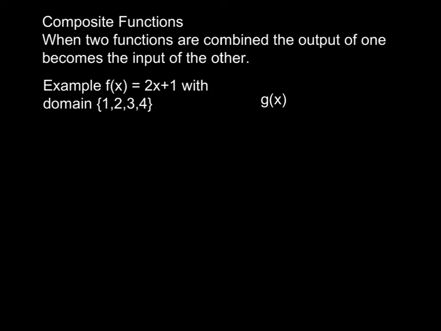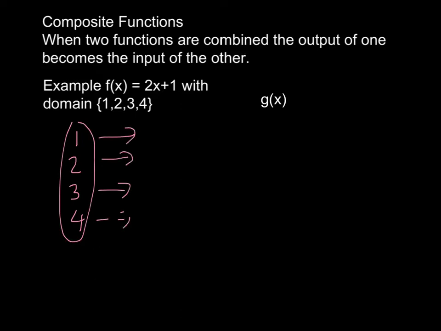In this video we're going to look at a way of combining functions to form composite functions. So we're going to start off with a simple example. We've got a function f of x with the domain 1, 2, 3 and 4. The rule for f of x is 2 times x plus 1. Nice easy one. So 2 times 1 plus 1 is 3, 2 times 2 plus 1 is 5, 2 times 3 plus 1 is 7, 9.